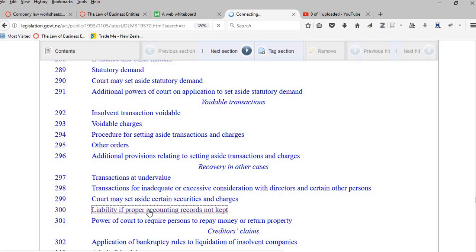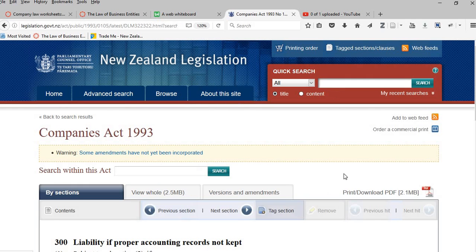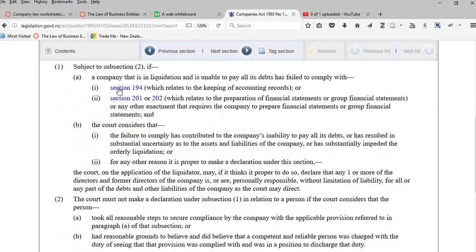Okay, and this relates to liability for not keeping proper accounting records. See, a company that is in liquidation, so it must be in liquidation, and unable to pay all its debts, has failed to comply with Section 194, which is the obligation to keep accounting records, or if you're a reporting entity, keeping the correct types of records. And the failure to have accounting records has contributed to the company's inability to pay its debts.